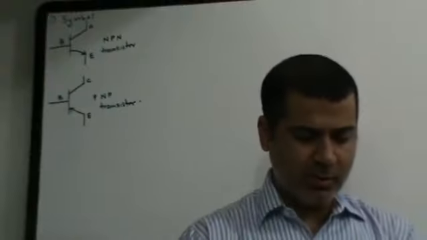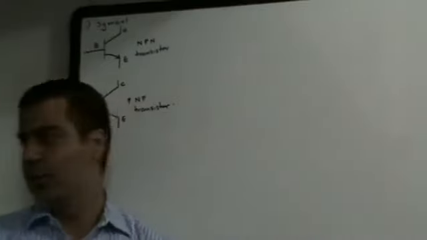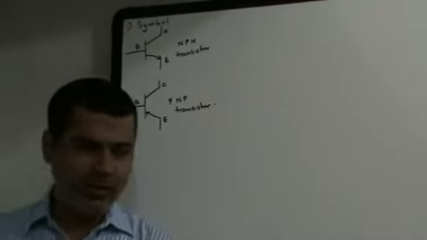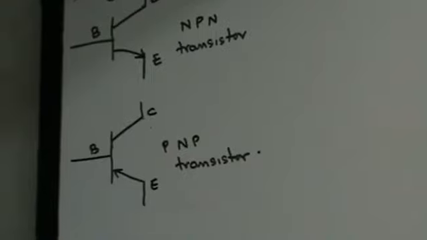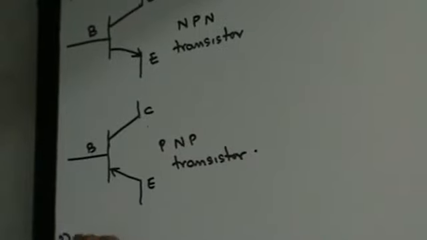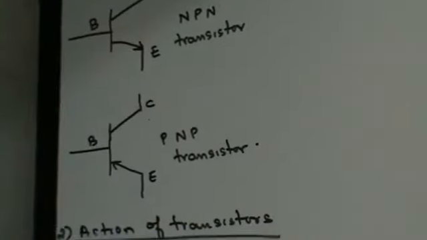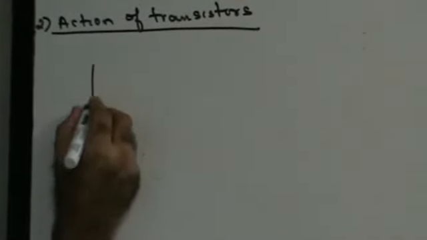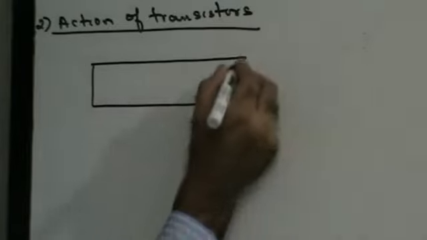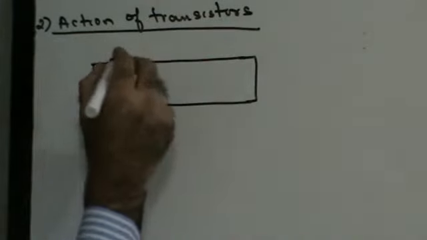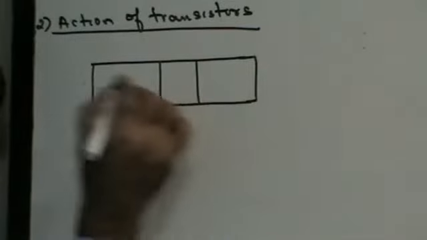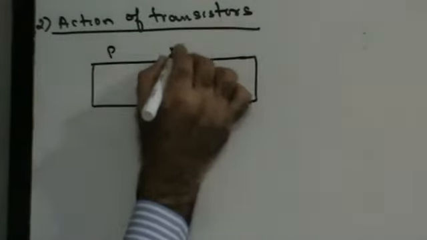Right? Now let us see how a transistor actually work. You have two PN junction diodes. How is it that the two PN junction diodes work together? Let's see the action of transistors. Let's draw a transistor. Let's consider a PNP transistor.